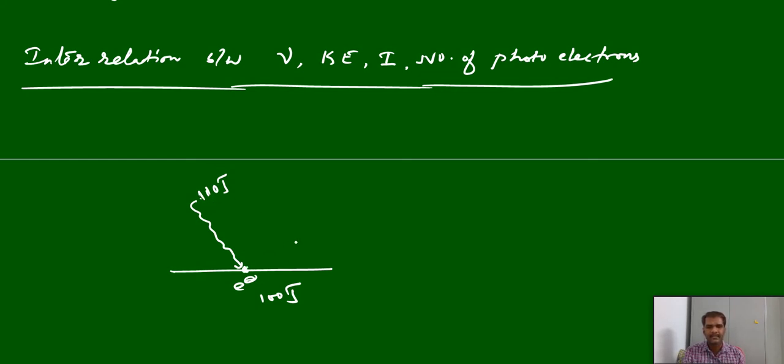Then what happens to the kinetic energy? If incident radiation is 110 joules and the ionization energy of the metal surface is 100 joules, then what about the kinetic energy in this case? Kinetic energy is 10 joules. Anyhow, you are supplying 110, the electron will take 100 joules to do the work to remove the electron. The remaining 10 joules can be converted to kinetic energy only, isn't it?